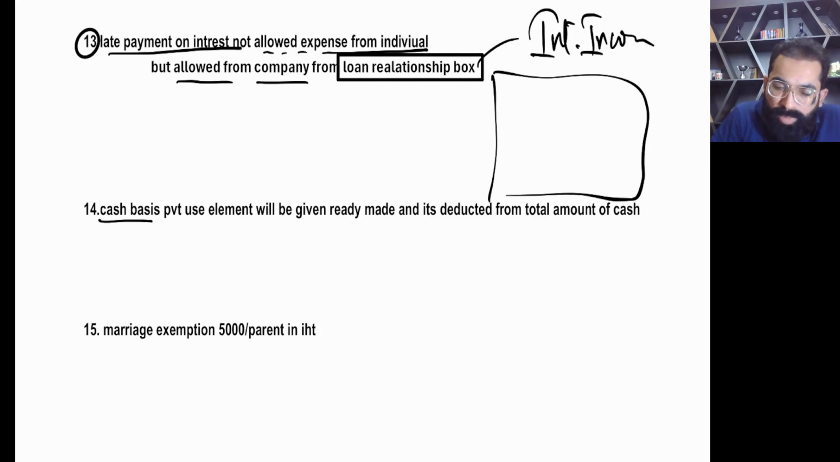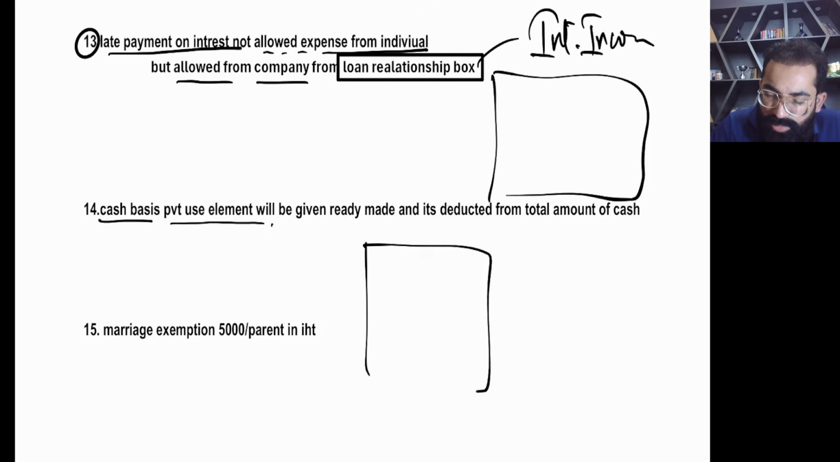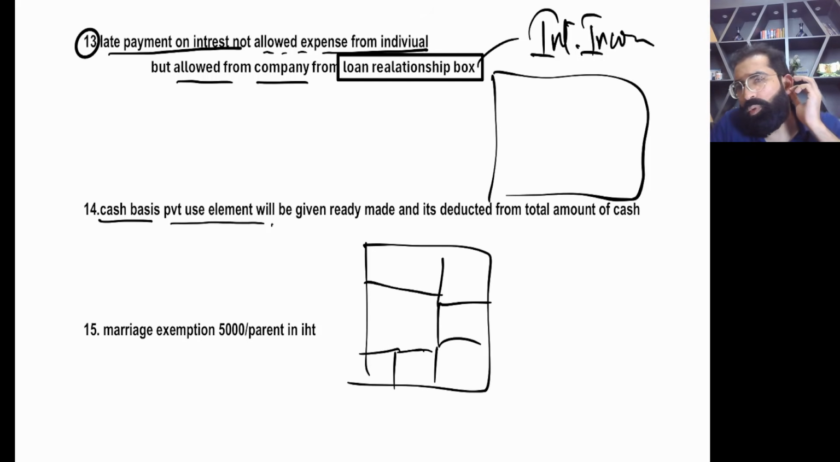Cash basis private use element. There is a topic cash basis for individuals only. So the cash basis private use element will be given ready made. For example, this is a house and there are many rooms in it. Let us say you are using one room for private purposes.